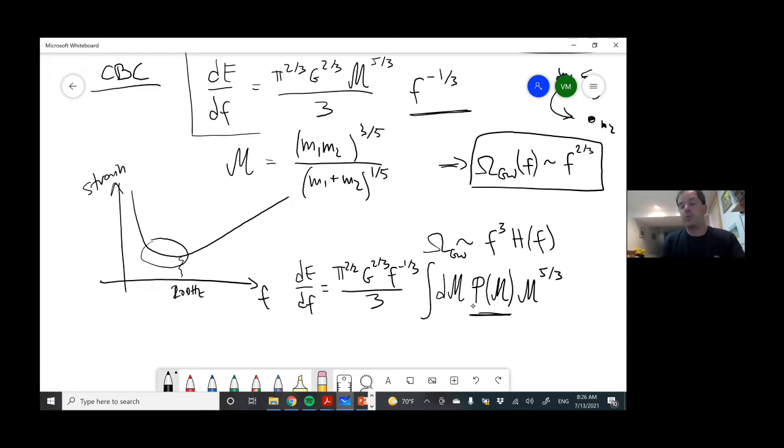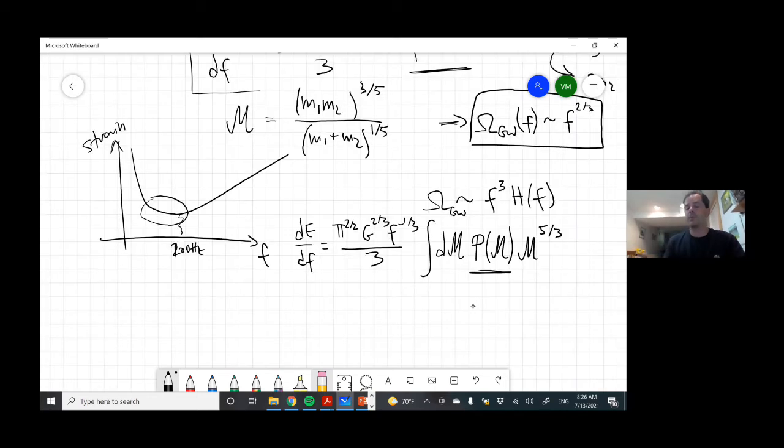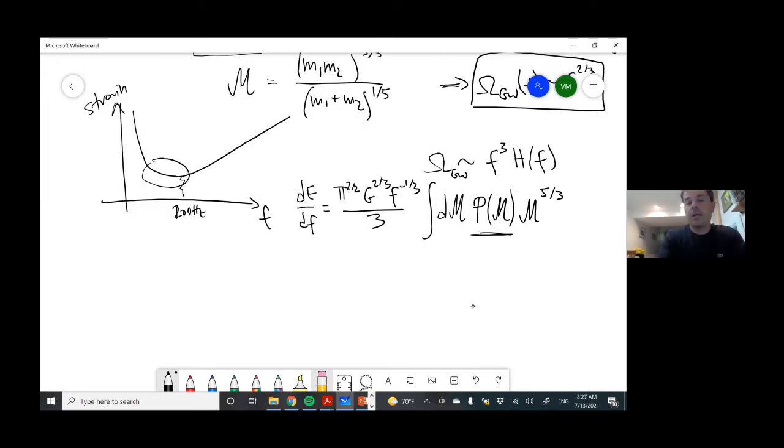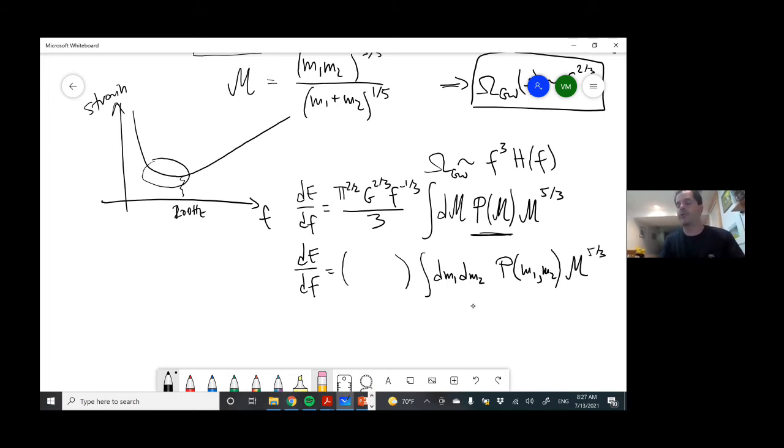You could also, if you don't want to deal with the chirp mass, but with the individual masses, write the dF in the same way. The prefactor would be the same, but then we could have the double integral over masses m1 and m2, and then we have some probability distribution of m1 and m2 rather than the chirp mass, and then chirp mass to the power 5/3. So that's another possibility.